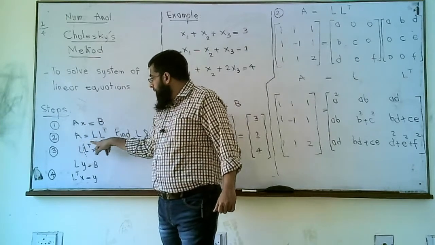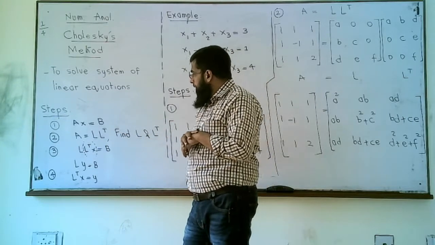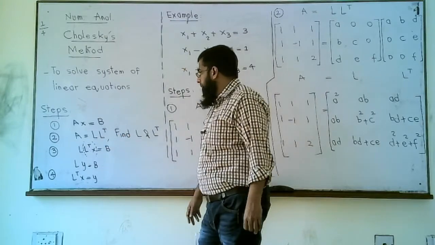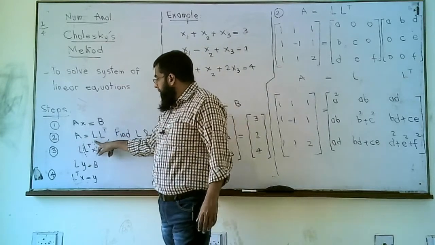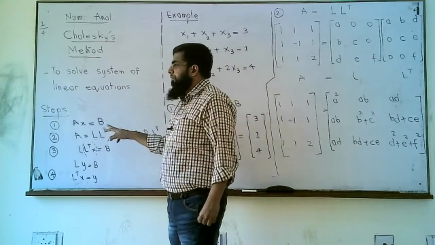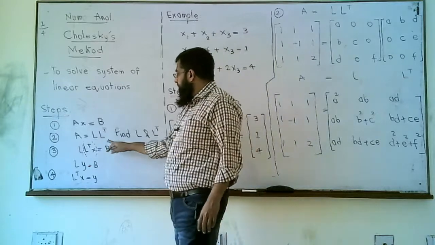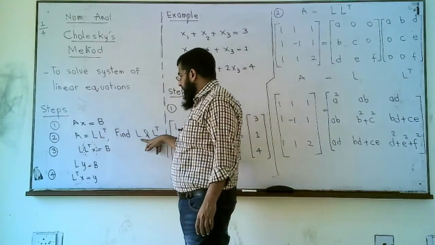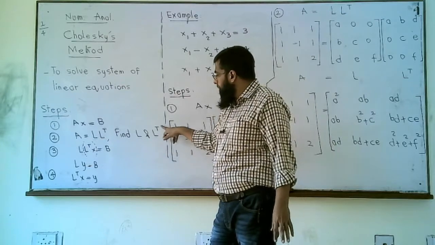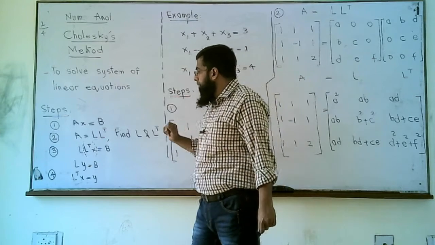Then we decompose A into L times L transpose. In Crout's method, we decomposed A into L times U, the lower matrix and the upper matrix. Here we have only one matrix L, and in place of U, we have the transpose of that matrix L. And with this equation, we find L and L^T. L^T, with superscript T, means the transpose of the matrix L, the lower matrix.